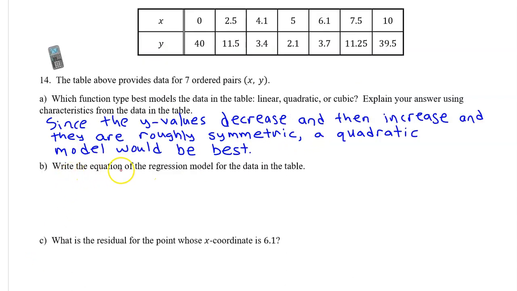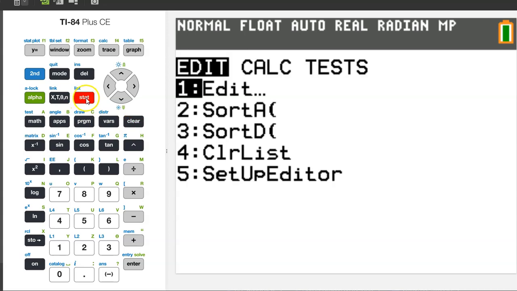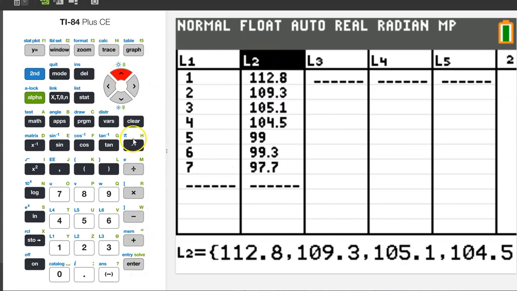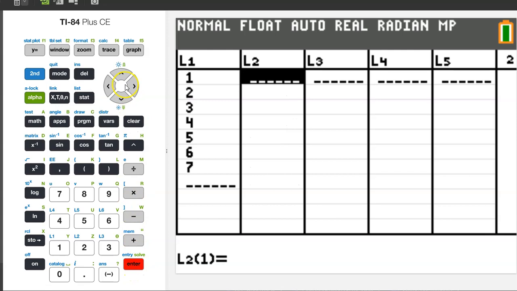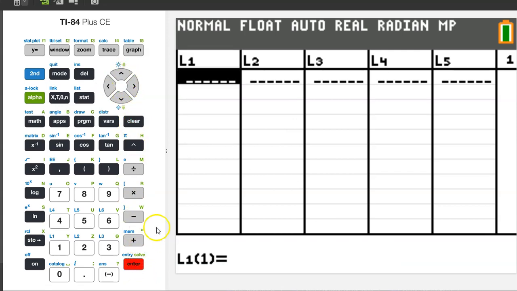Part B. Write the equation of the regression model for the data in the table. To enter the data into your calculator, hit the Stat button and hit Enter for edit. If there's anything in here, go to the labels at the top and hit Clear, Enter. Now enter your input values as L1 and your output values as L2.